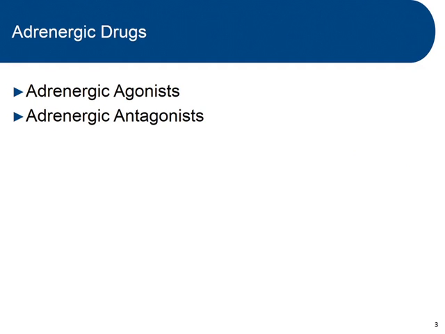So let's talk about the adrenergic drugs. We have two classes that we'll review. They are the adrenergic agonists and the adrenergic antagonists. So let's start by reviewing the adrenergic agonists.